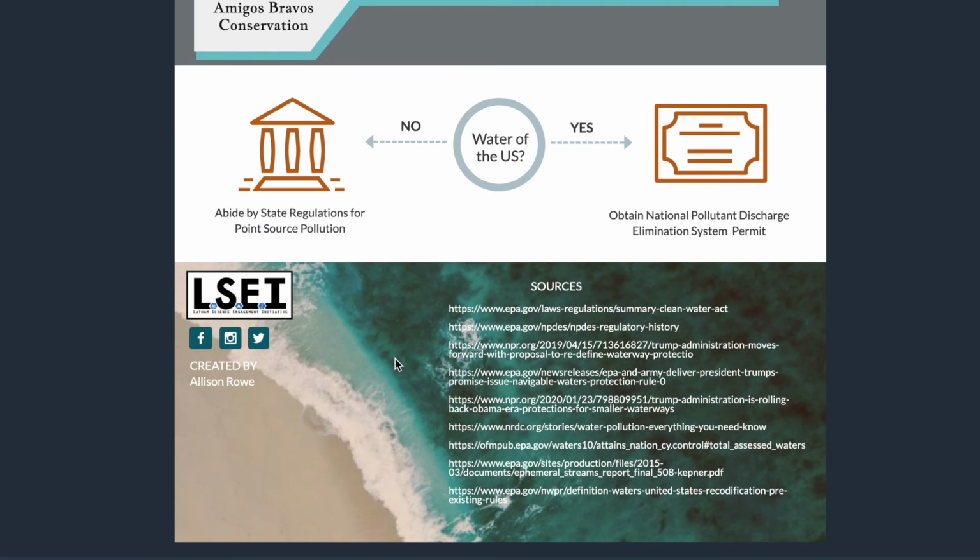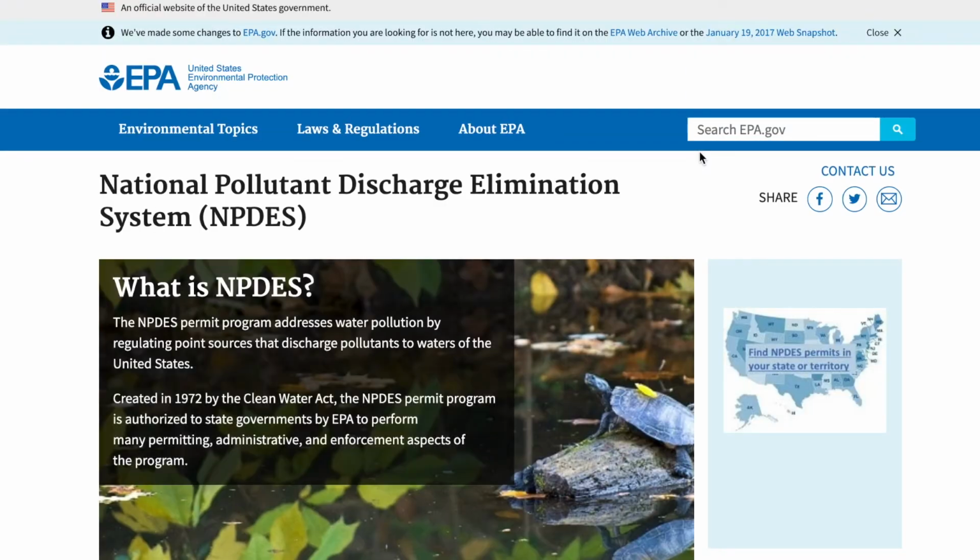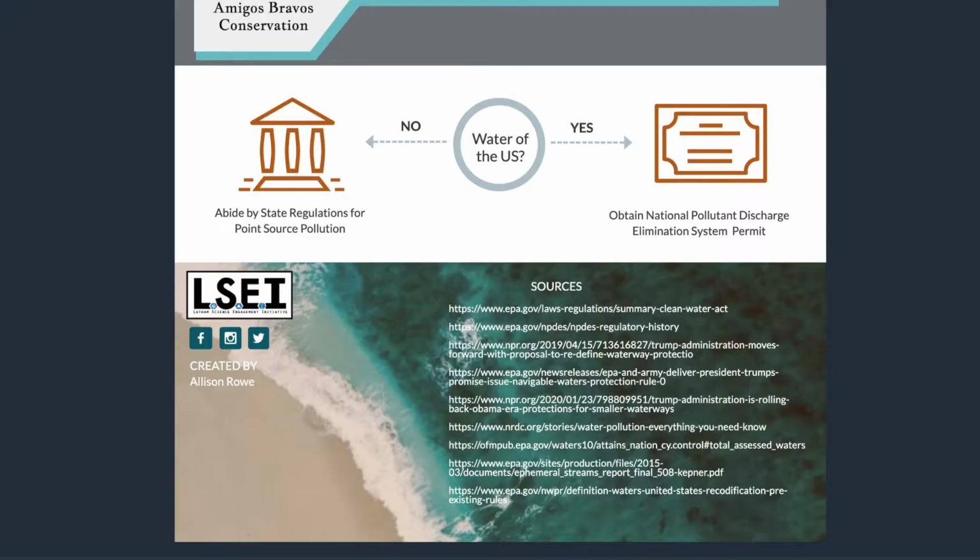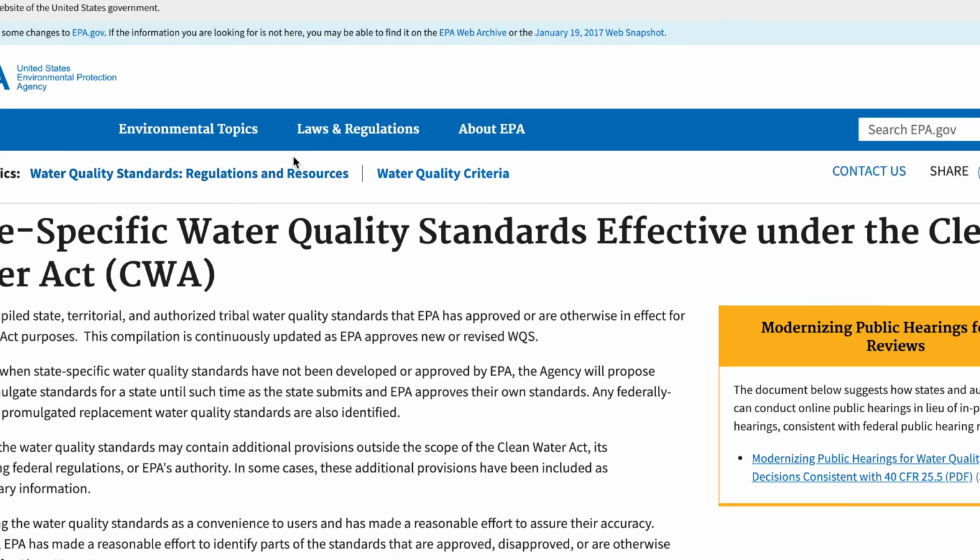Finally, this last section just explains how states and other organizations go about their business based on whether a specific water is a water of the U.S. So I wanted to clarify here that the rollbacks to the Clean Water Act did not necessarily mean that there were no protections whatsoever. Instead, they were simply changed. If a water is a water of the U.S., you have to obtain a National Pollutant Discharge Elimination System permit, which is explained further here. And if it is not a water of the U.S., you must abide by state regulations for point source pollution. So this site also explains that.